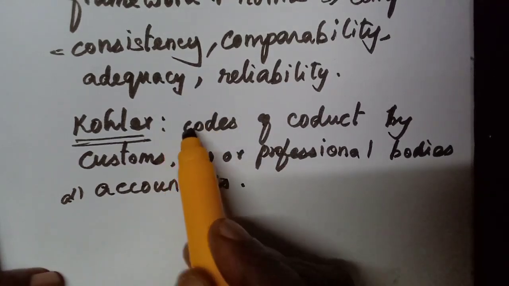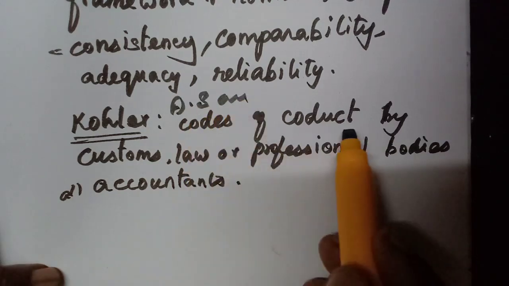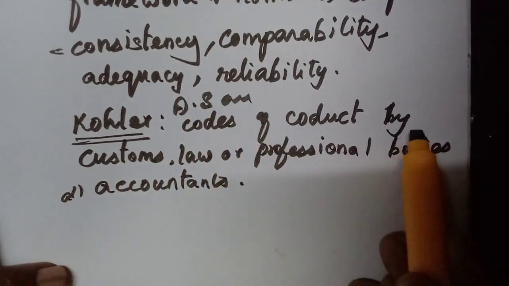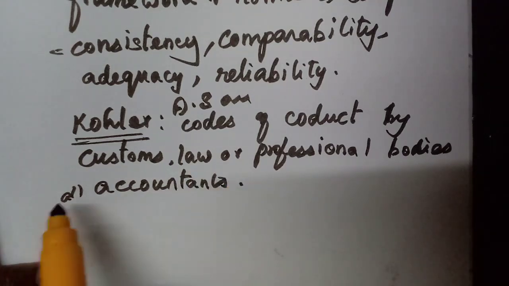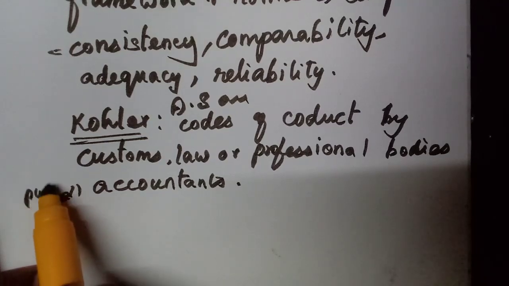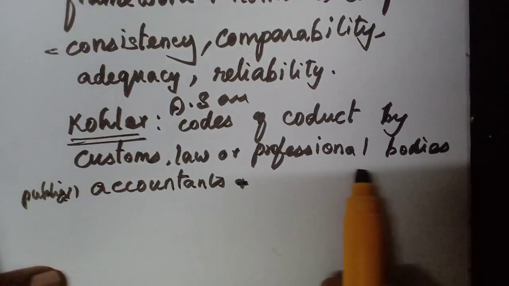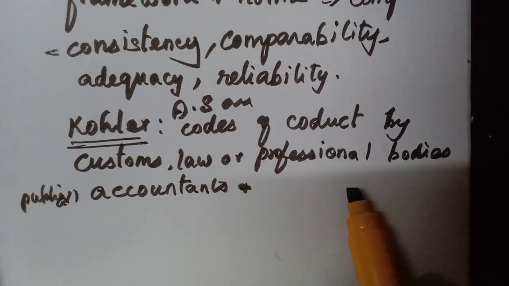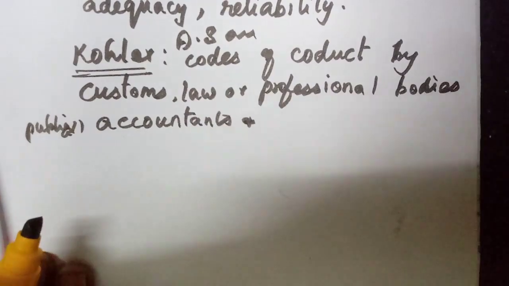What are accounting standards? Accounting standards are codes of conduct imposed by customs, law or professional bodies, for the benefit of public accountants and accountants generally. All the accountants.